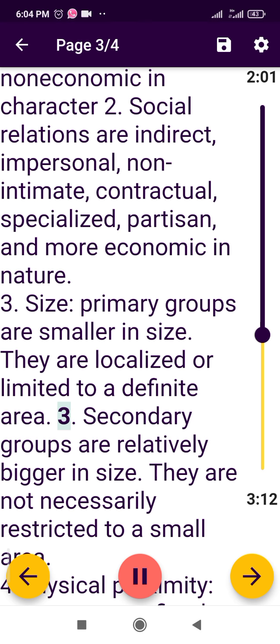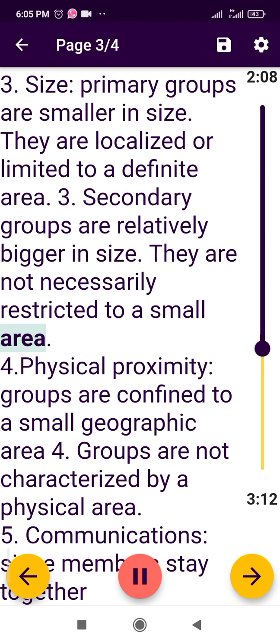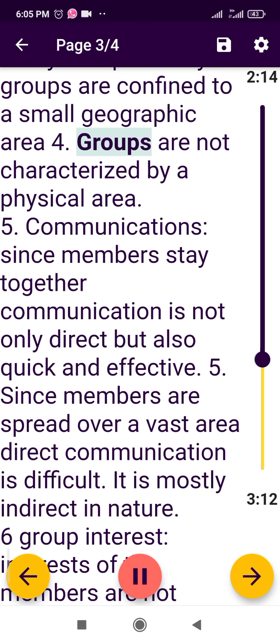3. Secondary groups are relatively bigger in size. They are not necessarily restricted to a small area. 4. Physical proximity. Groups are confined to a small geographic area. 4. Groups are not characterized by a physical area. 5. Communications. Since members stay together, communication is not only direct but also quick and effective. 5. Since members are spread over a vast area, direct communication is difficult. It is mostly indirect in nature.